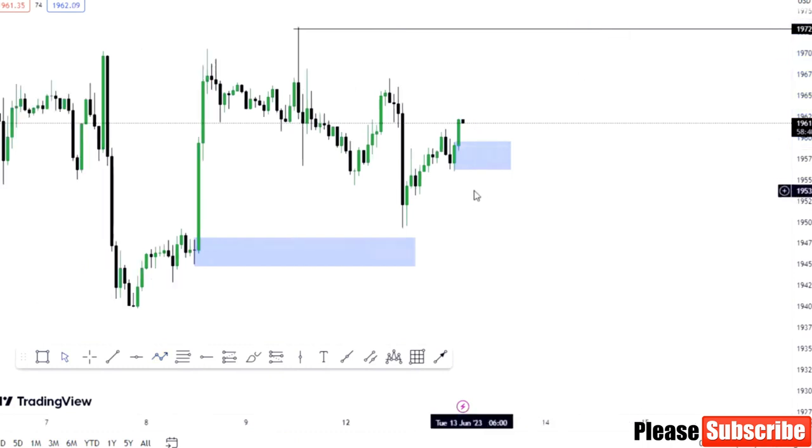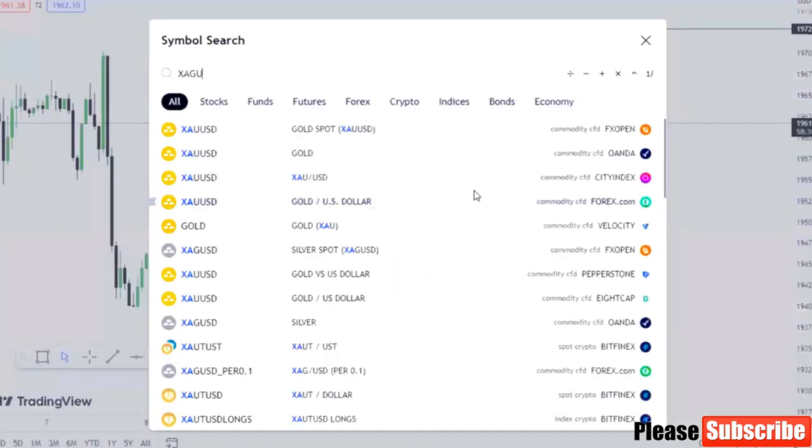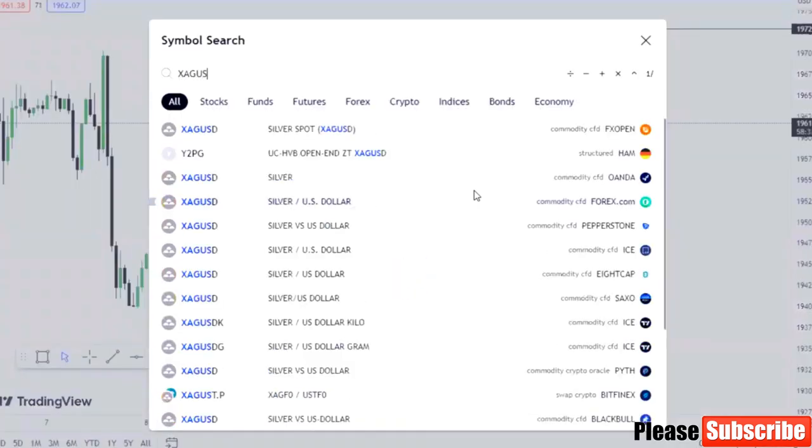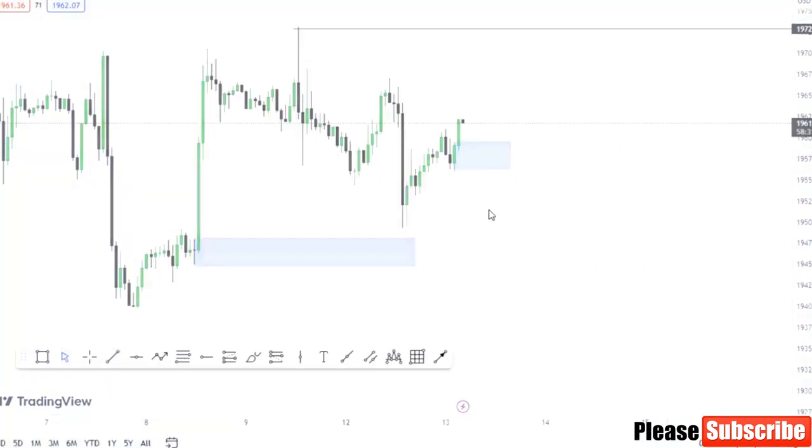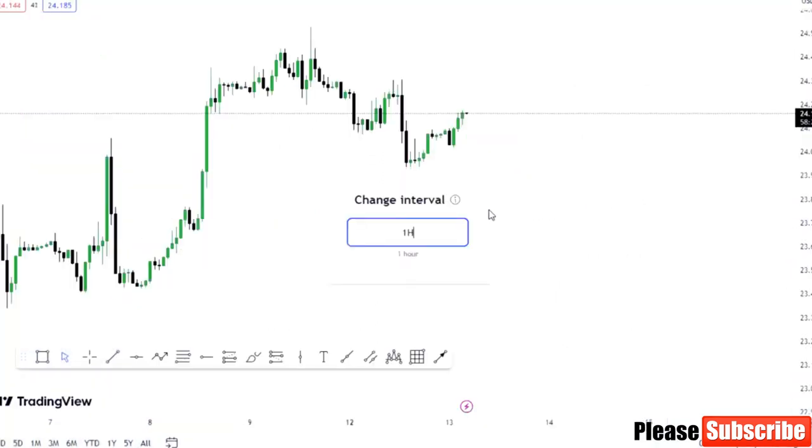We'll be looking at something else, just a special trade from me. Looking at silver. Look at the silver, and just the same thing goes on. Now, what are the 1 hour? Okay, this is the 1 hour already.